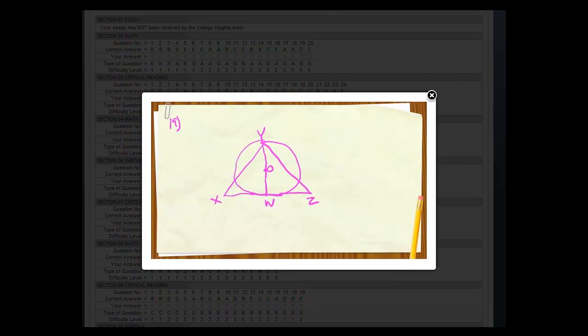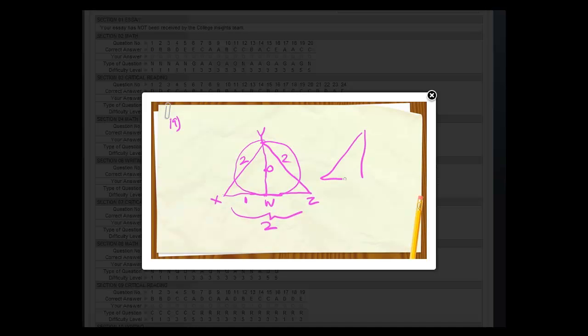Okay, question number 19. We were told that our triangle here, XYZ, is equilateral, and each of the sides has a length of 2. So basically this is 2, and that's 2. And because it's inscribed in this circle, we know that XW and WZ are the same, so this is going to be 1. And we need to figure out the area of the circle.